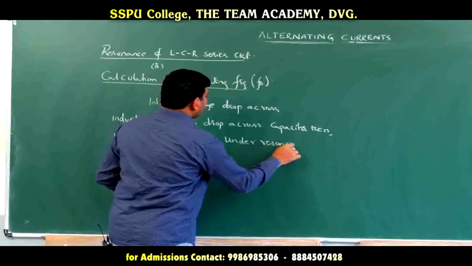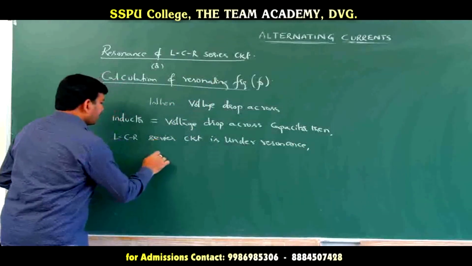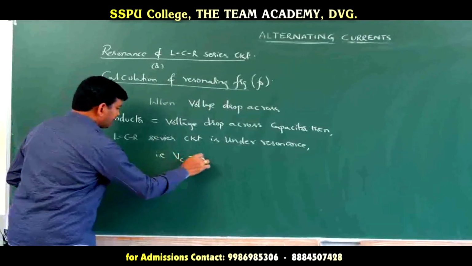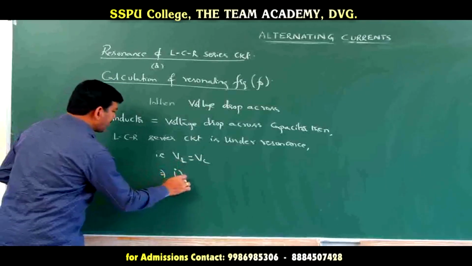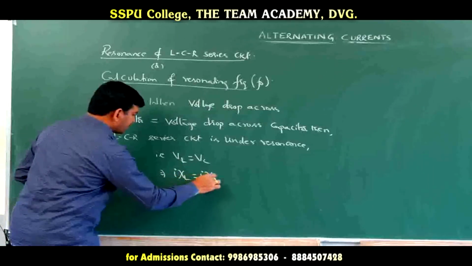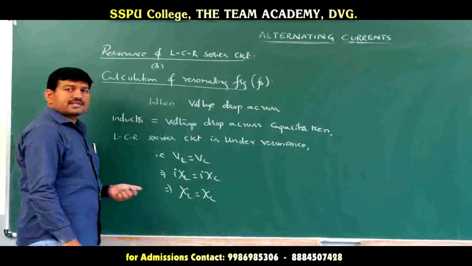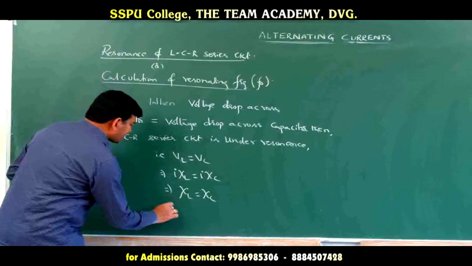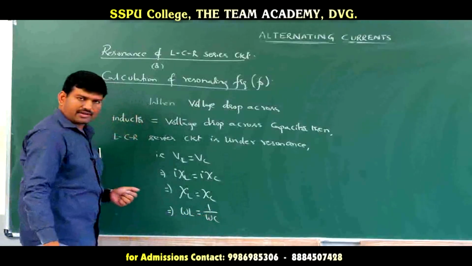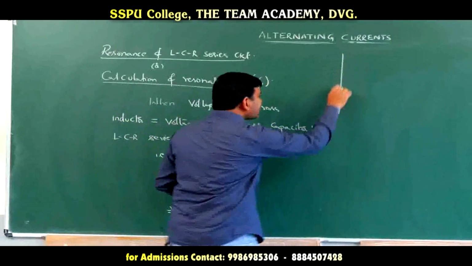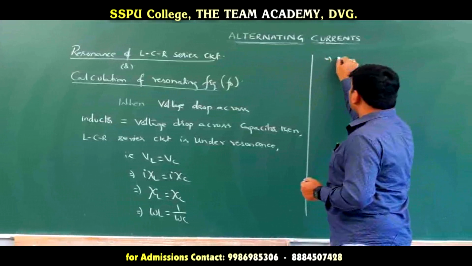At resonance, VL is equal to VC. This implies VL is I into XL, equal to I into XC. This implies XL is equal to XC. That means at resonance, inductive reactance is equal to capacitive reactance. If this is the condition, what is XL? XL stands for omega L and XC stands for 1 by omega C. Already we discussed this. Now what is this omega? Omega is the angular frequency and we can write omega is equal to 2 pi f. Therefore, from that I can write 2 pi f.